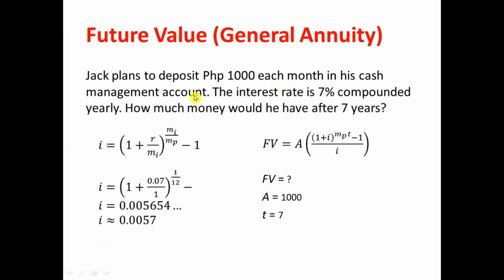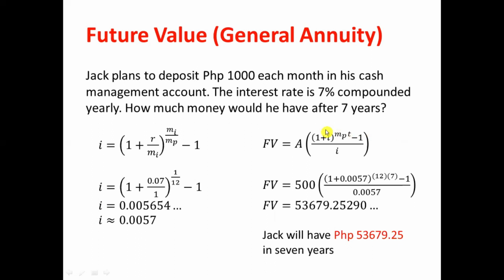So the first step is to find I. Let's solve for I with the interest rate and M sub I and M sub P. So you just put in your values and we will get an I of 0.0057. So this 0.0057 I, we will now be using that sa ating future value formula to finally find the final answer. So here, we just input the values. Oh, this is a typo. Rather, this is 1,000. Please ignore that.